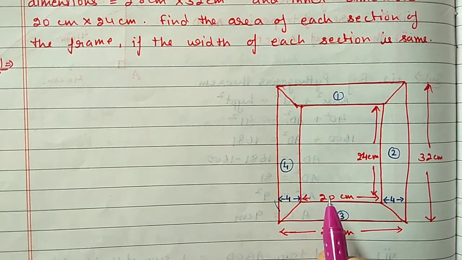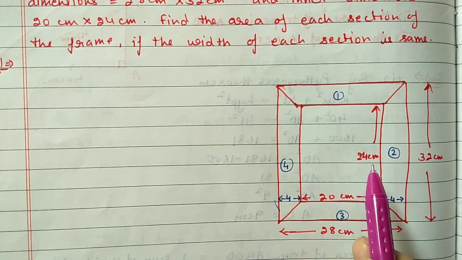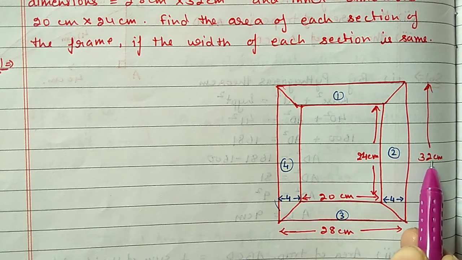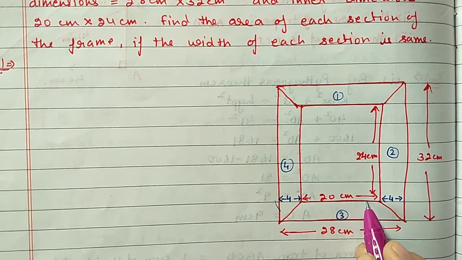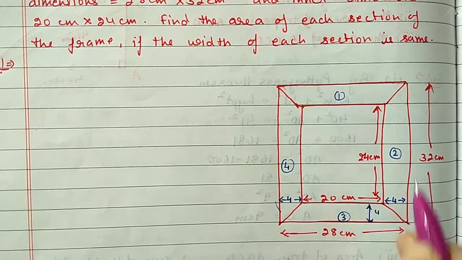Then only 20 plus 4 plus 4 will become 28. Same thing, this is 24 and 32, the difference is 8. That 8 is divided, 4 this side and 4 that side.